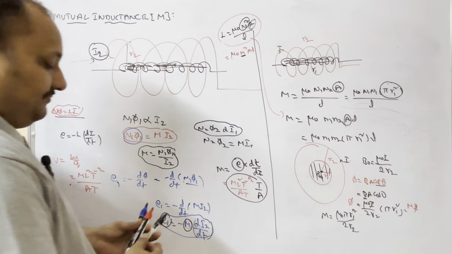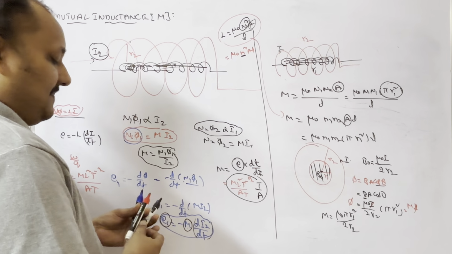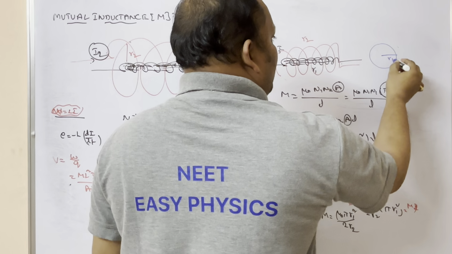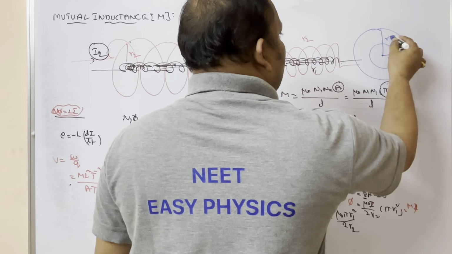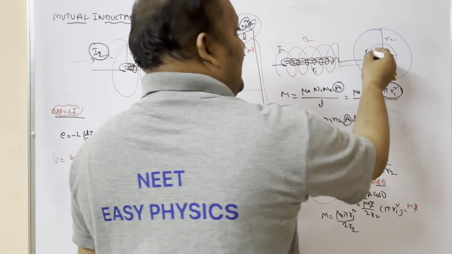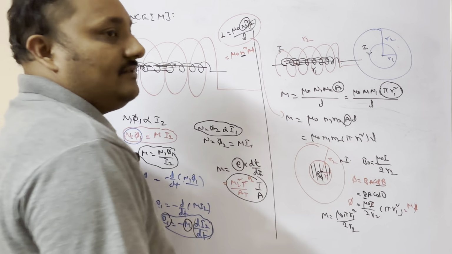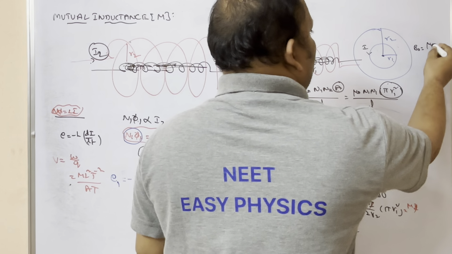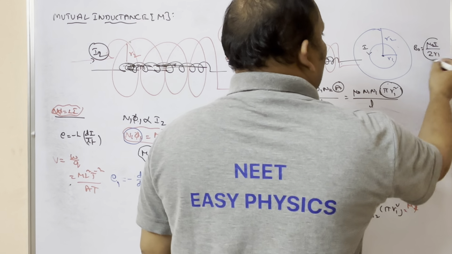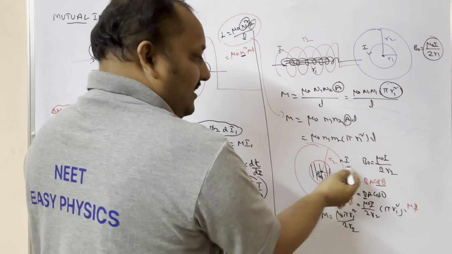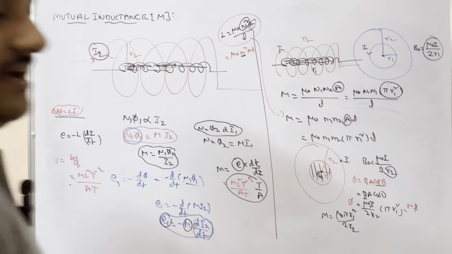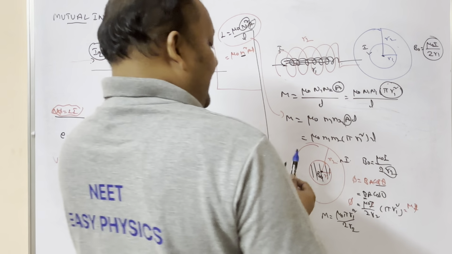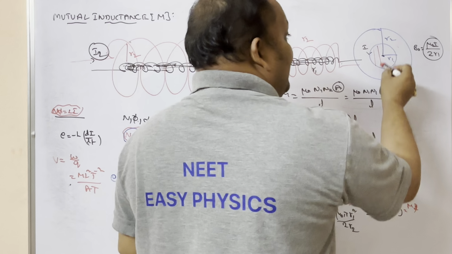Now, same question they have given, current is passing in smaller coil. This is going to be R1, this is going to be R2. Now, current is passing in smaller coil. So, now what is the magnetic field at center? So, B naught is equal to mu naught I by what we have to write? 2R1, because current is passing in R1. Here we wrote 2R2 because current is passing in R2. Isn't it? Visible.